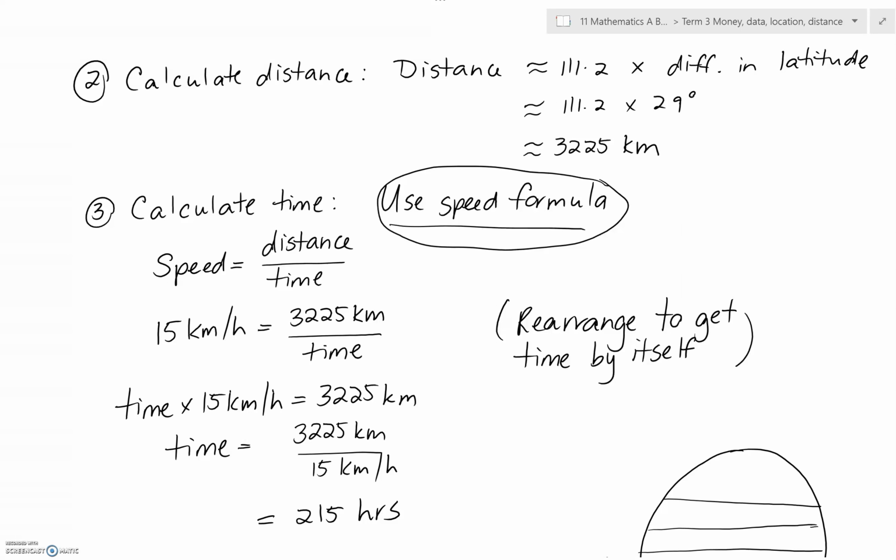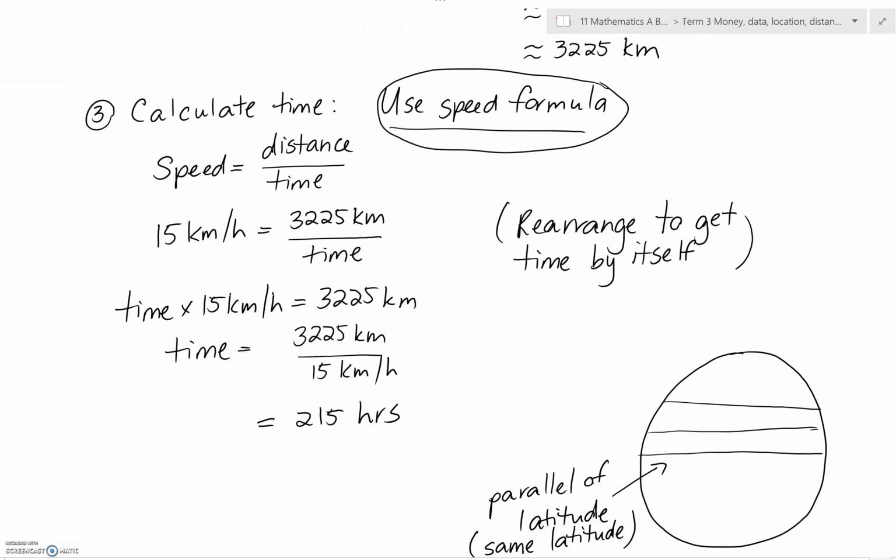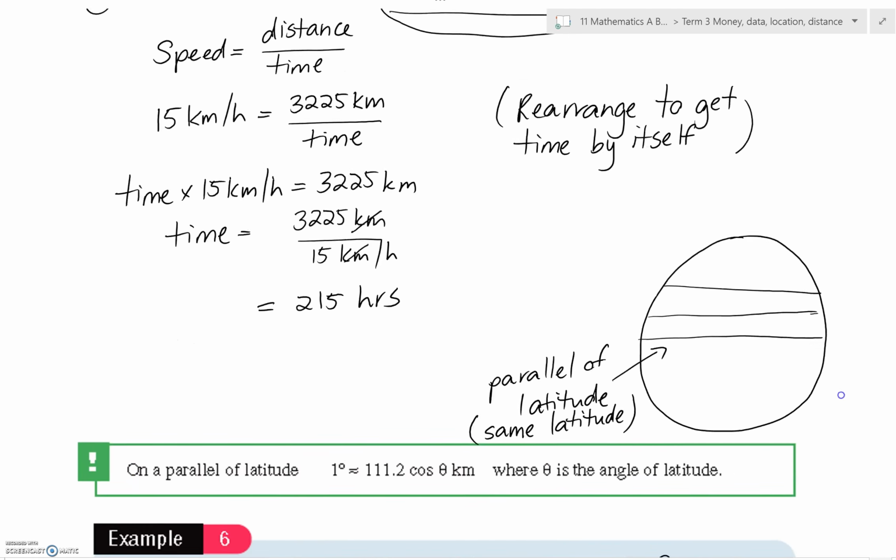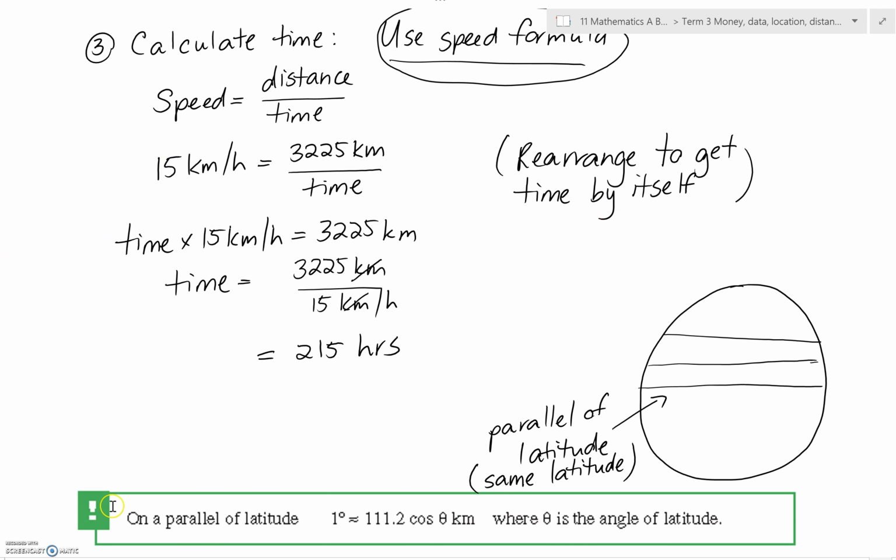So we were told in our question 15 kilometers an hour, and we just figured out that it's 3,225 kilometers. So how long will it take? So I've substituted in and I've rearranged. So you have to do the bottom of the fraction first. Don't get confused about that. So time times 15 kilometers an hour equals 3225. Time equals 3225 kilometers divided by kilometers per hour. Now, note that the kilometers will cancel here, so you're just going to be left with hours as your units. So that's 215 hours is how long it's going to take to get there. Okay, I'm going to leave it there and we'll do another example shortly.